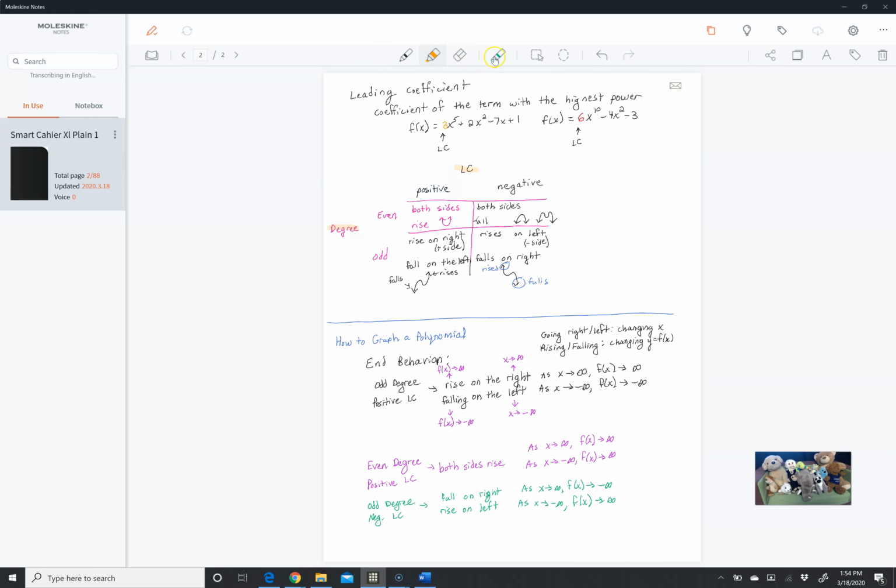And then finally, we can say we have an even degree and a negative leading coefficient. The even says they're doing the same thing. The negative leading coefficient says that they both fall.